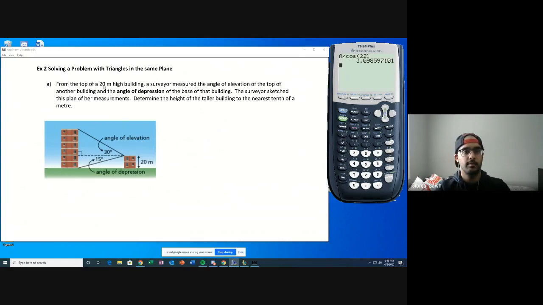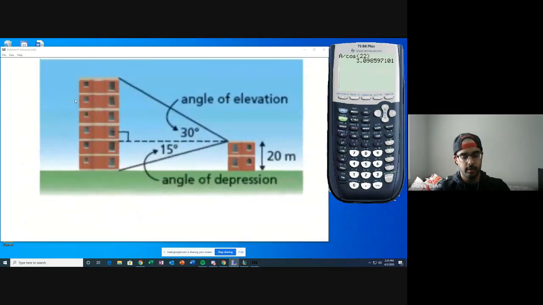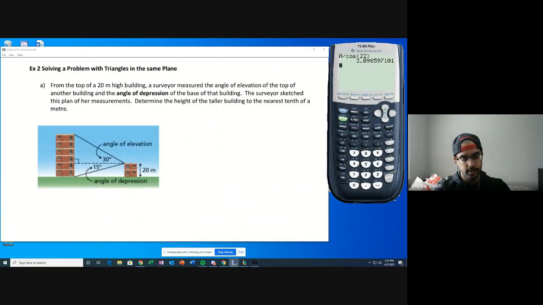It says, from the top of a 20-meter high building, a surveyor measured the angle of elevation of the top of another building and the angle of depression of the base of that building. The surveyor sketched out a plan of the measurements. Determine the height of the taller building to the nearest tenth of a meter. Okay, so here's the picture that we've got to work with. I believe all the measurements are in there, so there wasn't anything from the question that was missing. I have an angle of elevation, I have an angle of depression. Here's the height of the building, 20 meters.